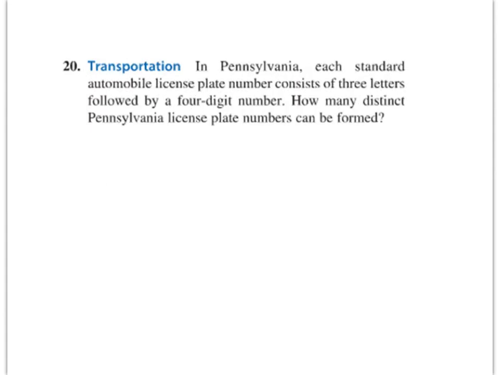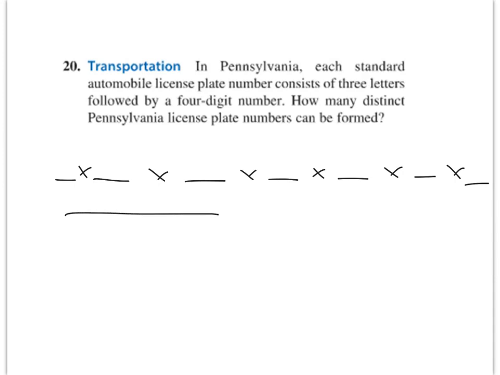Here's the last problem. In Pennsylvania, each standard automobile license plate consists of 3 letters followed by a 4-digit number. How many distinct Pennsylvania license plate numbers can be formed? Let me get you started here. There are actually 7 choices. Just ran out of room. 1, 2, 3, 4, 5, 6, 7. There are 7 choices. The first 3 are letters. The rest are digits.